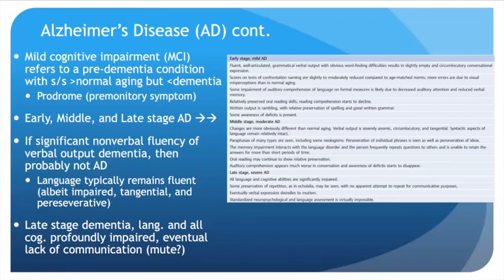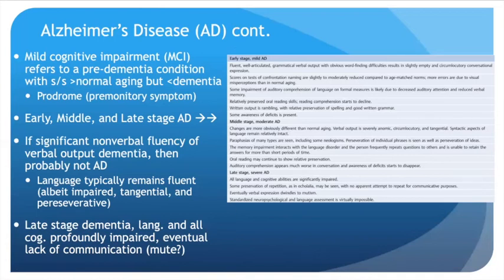And then in the middle stages, changes become more obvious. They're different than normal aging. Verbal output becomes anomic, circumlocutory, tangential. There are paraphasias, some neologisms, so made up words, oral reading and auditory comprehension issues. And then in late stage, all language and cognitive abilities are severely impaired. It might even eventually result in mutism. So it's a progressive progression from early to middle to late.